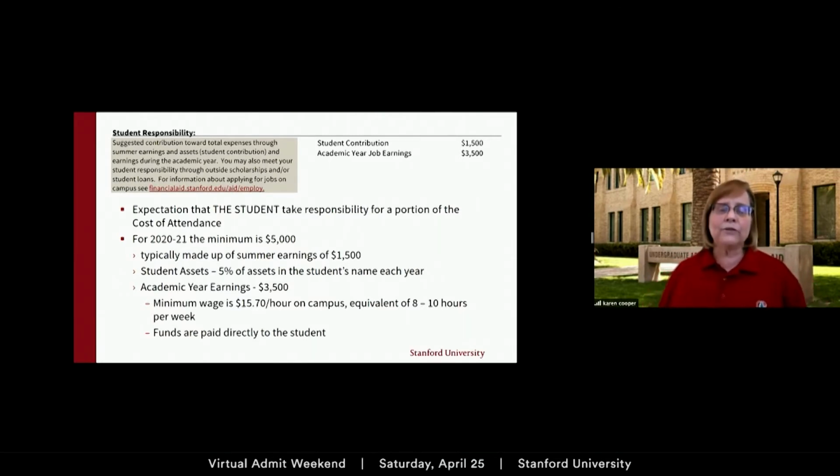Because the minimum wage for students is almost $16 per hour, students can typically earn that $3,500 expectation in 8 to 10 hours of work per week, which is not the burdensome level that might cause problems with your academic experience. 8 to 10 hours a week, especially if you're able to work on campus, is very manageable work.